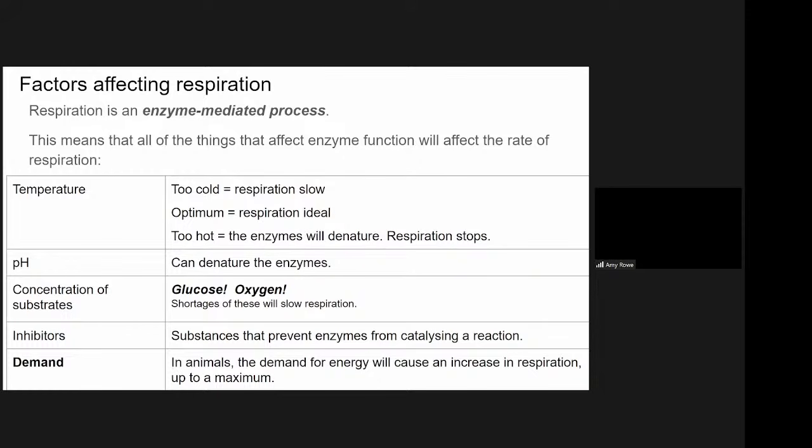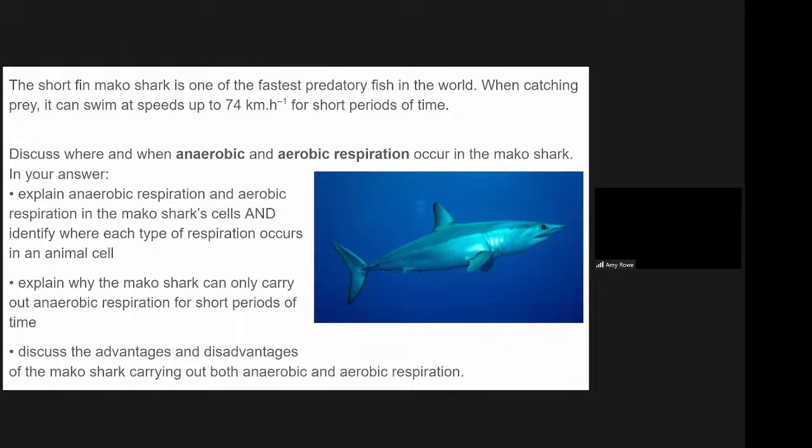Their demand for energy increases hugely, which means an increase in the rate of respiration up to a maximum point. So that is what we talk about when we talk about demand. Depending on what the organism is doing, when they have a high demand for energy, this will cause an increase in respiration. And this is the question that I was talking about with the short-finned mako shark.